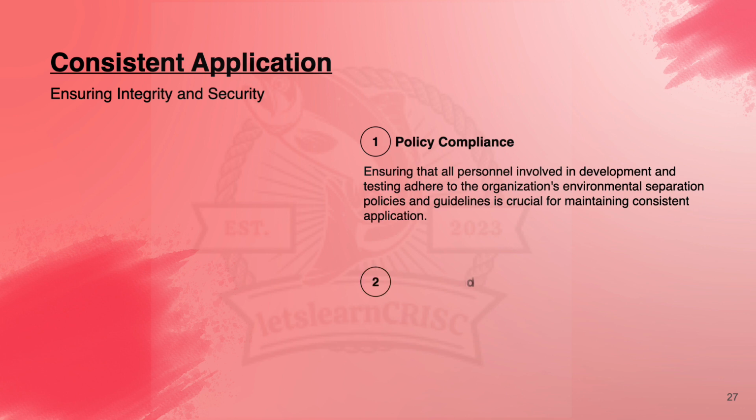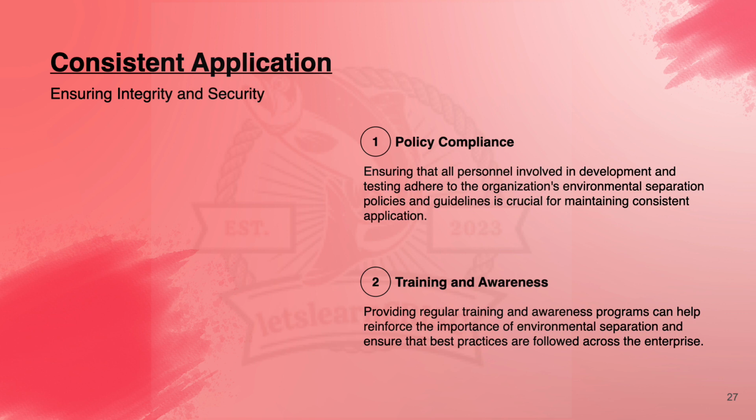Next is training and awareness. Friends, providing regular training and awareness programs helps to reinforce the importance of environmental separation. It ensures that best practices are followed consistently across the entire enterprise. Just like the school example, consider workplace safety training. A regular session reminds employees of safety protocols and raises awareness. Similarly, training and awareness programs for environmental separation reinforce good practices in development and testing.